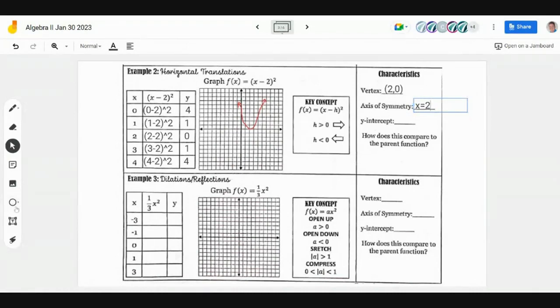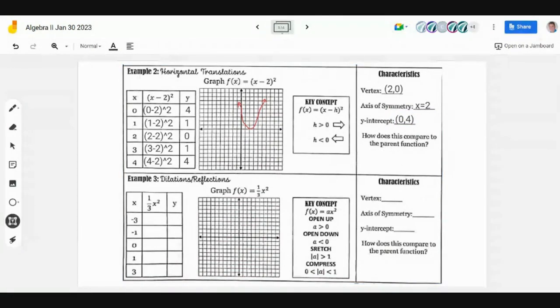And you want the y intercept. You see, when the x is 0, that's when it crosses the y, and that's 0, 4. So the y intercept is at 0, 4. So how does this compare to the parent function?